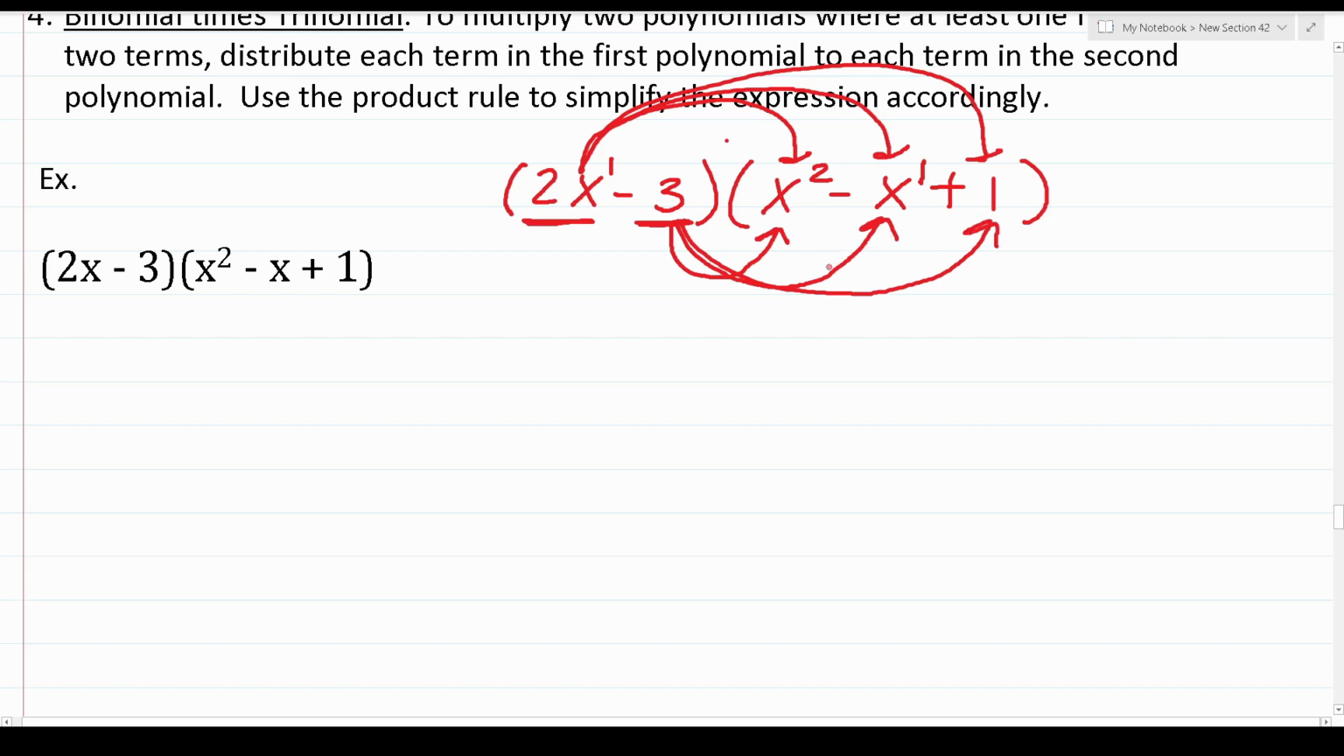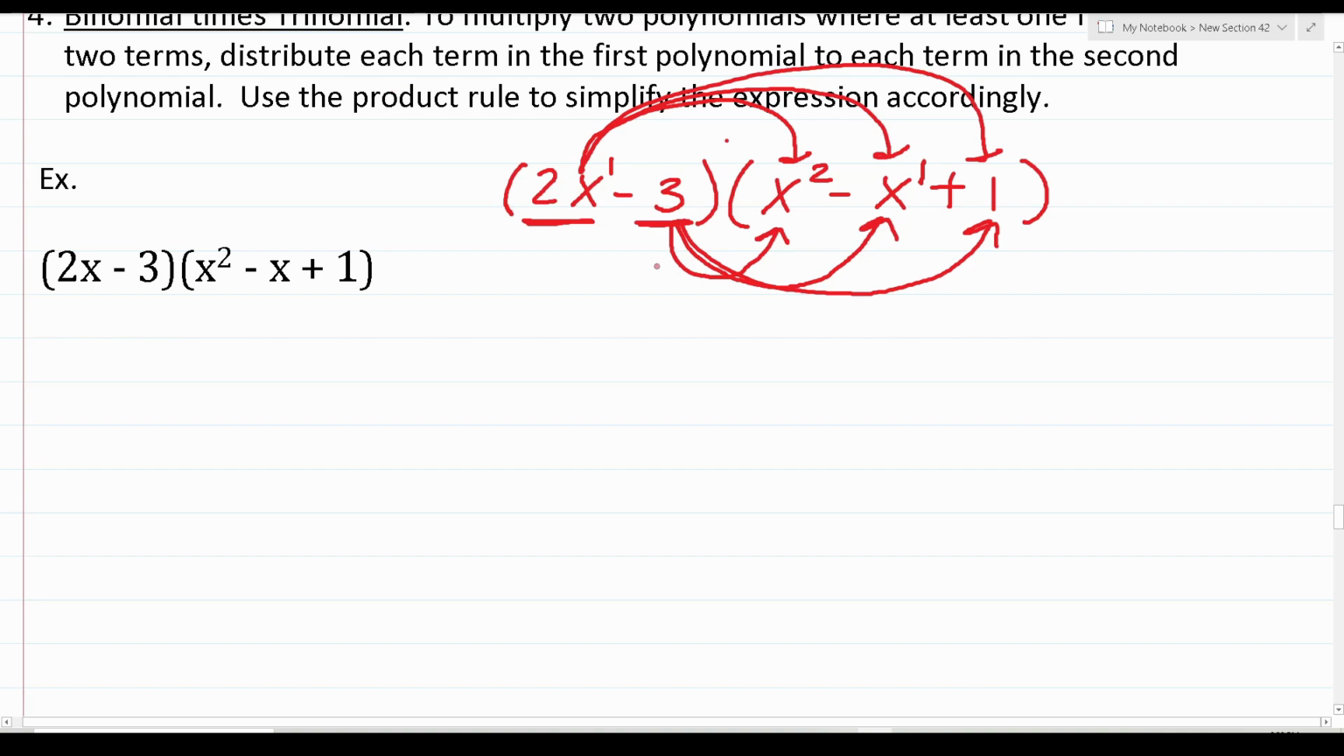So let's go ahead and work this out. All right, so as you can see, the first thing we're going to do is 2x to the first times x squared. That's right here. Then we're going to do plus 2x to the first times negative x to the first. Then we're going to do plus 2x to the first times 1. All right, so we took this first term and multiplied it by all these terms.